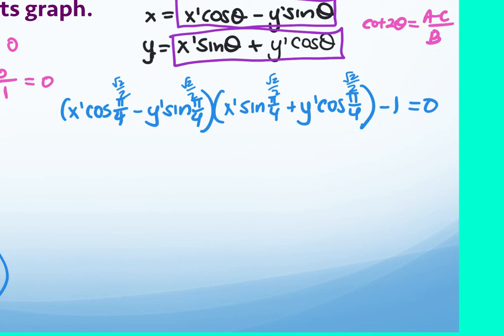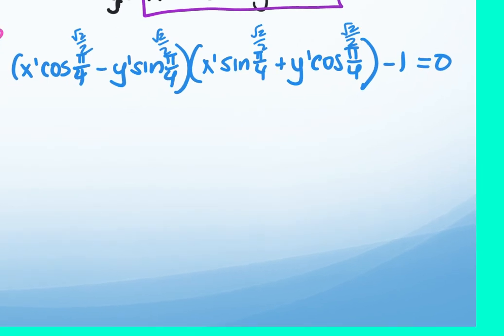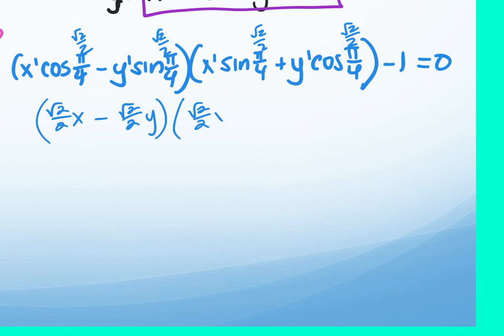The other thing I'm going to do is leave out the primes for now, just because I'm lazy and I don't want to write them every time. You can do the same. But at the end, when you give me the equation in standard form, you have to make sure you put your primes back in, because we changed this equation. It's no longer the same, okay? So I'm going to rewrite this as root 2 over 2 x minus root 2 over 2 y times root 2 over 2 x plus root 2 over 2 y, minus 1 equals 0. Again, don't forget about the rest of it.